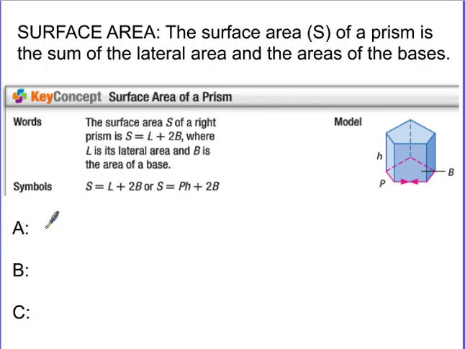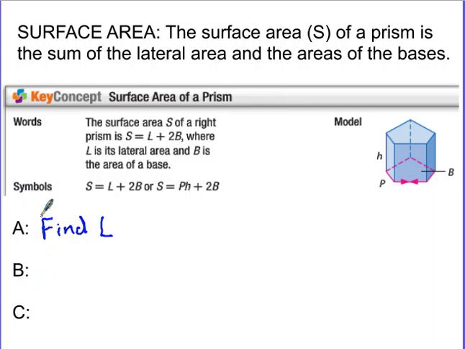So for step 1, we're going to do what we already know how to do, and that's find the lateral area. Find L. That's lateral area, right? There are 2 steps for finding lateral area. We just went through those. Step 1 is find the perimeter. Step 2 is multiply by the height.